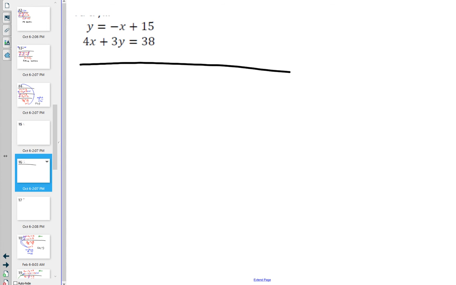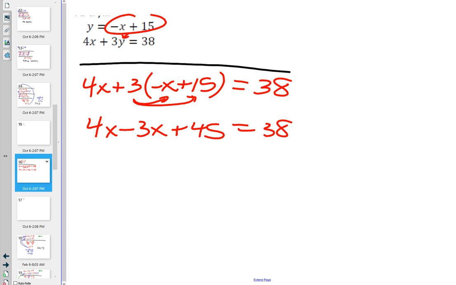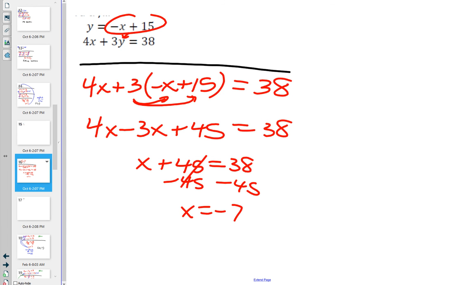What method should I use here? Substitution. So I have the y on top. I know that's equal to -x plus 15, so I'll plug it in there. So 4x plus 3 times -x plus 15 is equal to 38. All I did was I wrote the second equation. I just replaced the y with a -x plus 15. Once I distribute, 4x minus 3x plus 45, don't forget to distribute, is equal to 38. Once you combine, x plus 45 is equal to 38, minus 45, x is equal to -7.